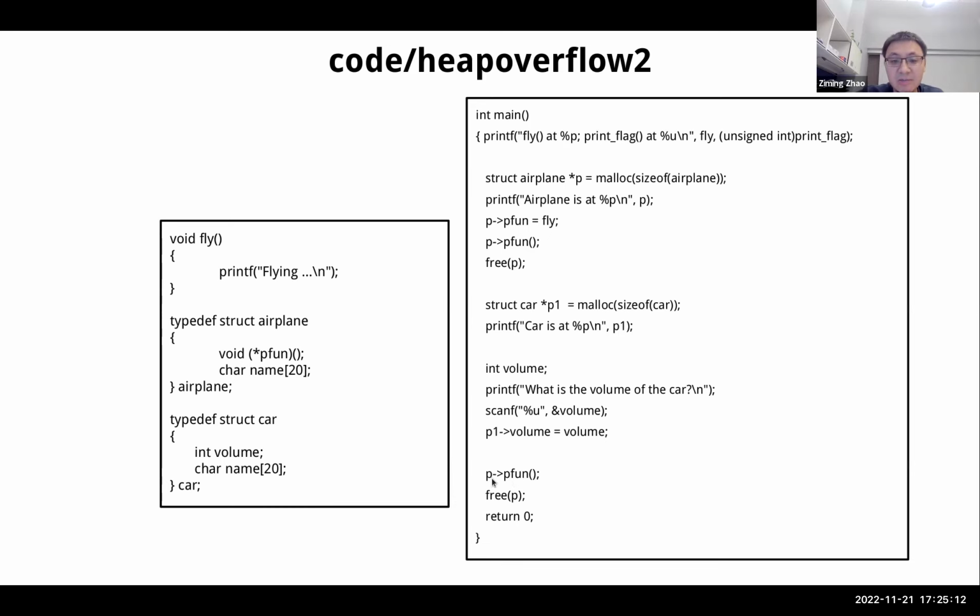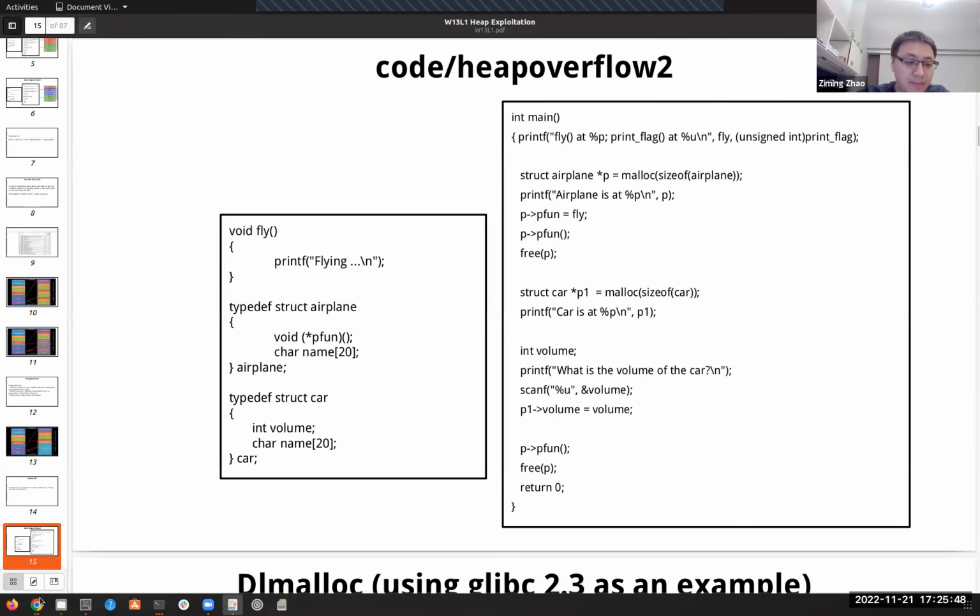So in this case, we are basically using the volume of the car as the address of a function, and we are trying to call that function. So if your volume is 10, the CPU will jump to the address 10 and keep executing there. So you will get a segment fault. But if your volume is properly set, then you can actually call the print flag function. Does that make sense?